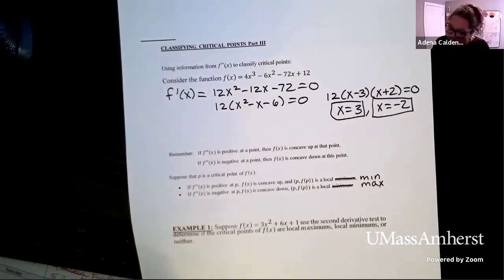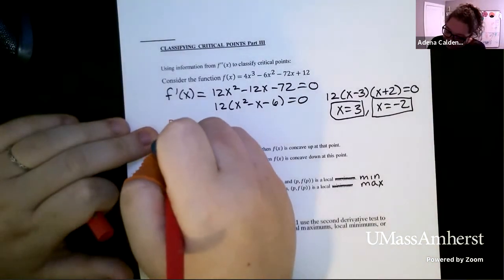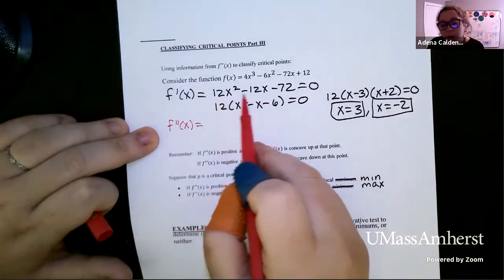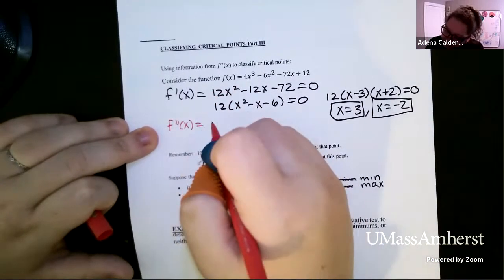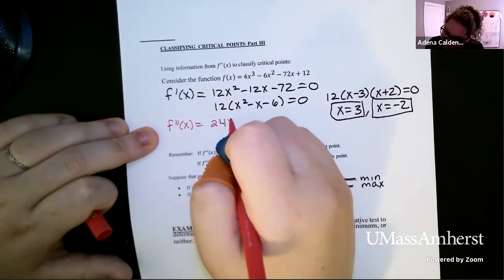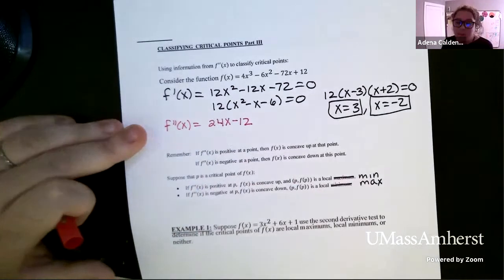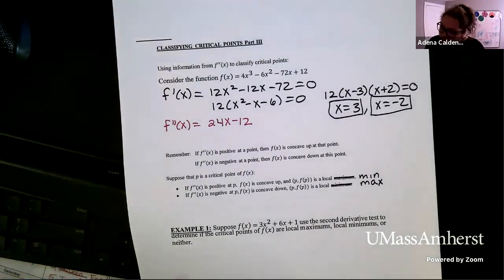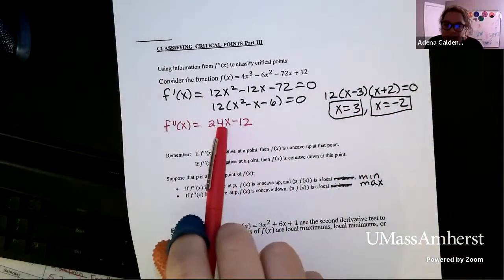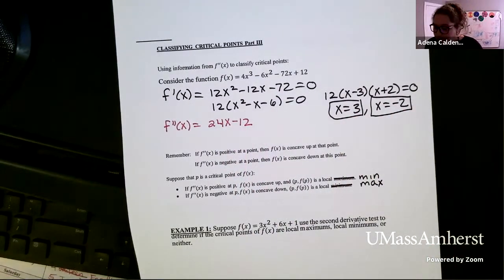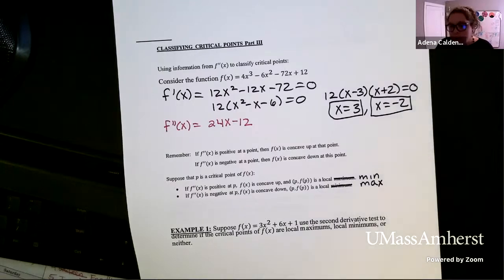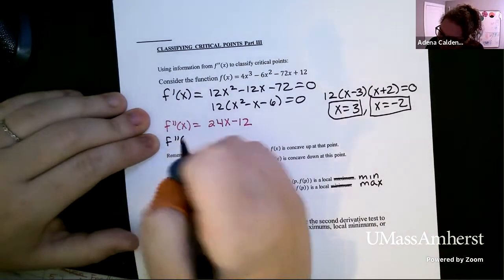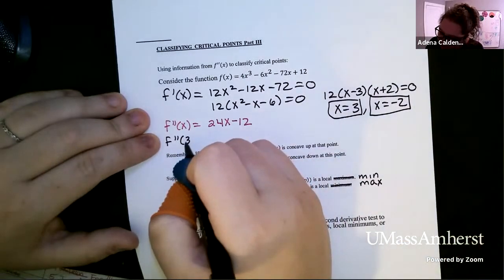But then how do we use the second derivative test? Well, we have to start by finding the second derivative. And when we find the second derivative, you want to go from the unfactored version. So we have 24x minus 12. So there's our second derivative. What we need to do is we need to plug each of our points into the second derivative to determine if the second derivative will be positive or negative at that point. So there's two different times we have to do this. So first we plug in the 3.